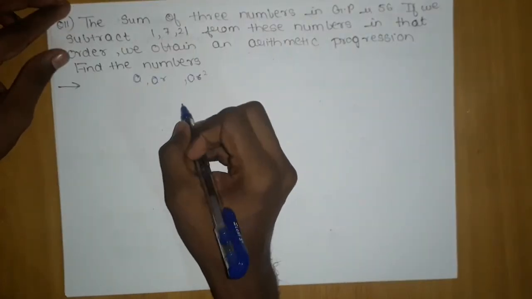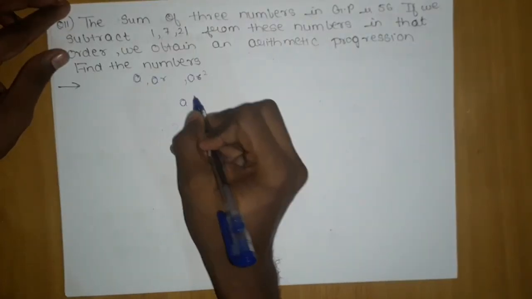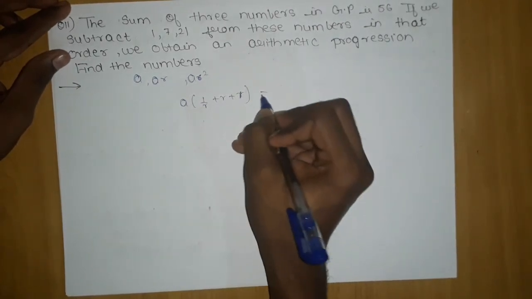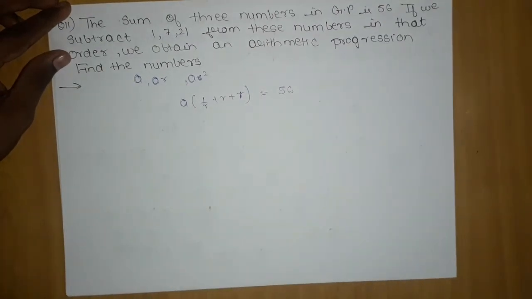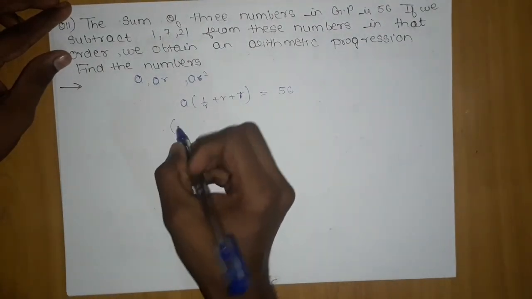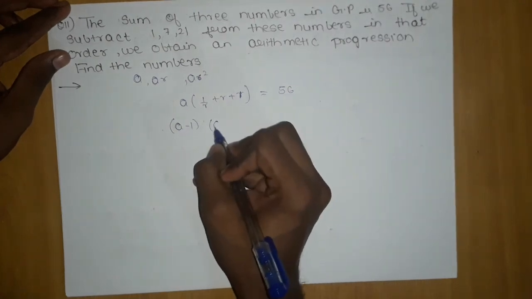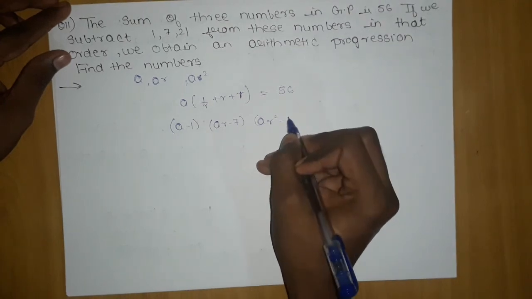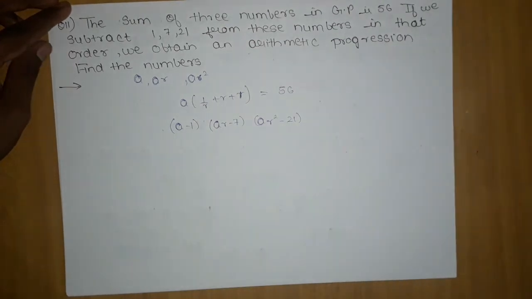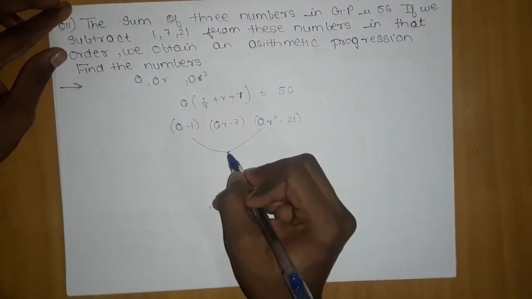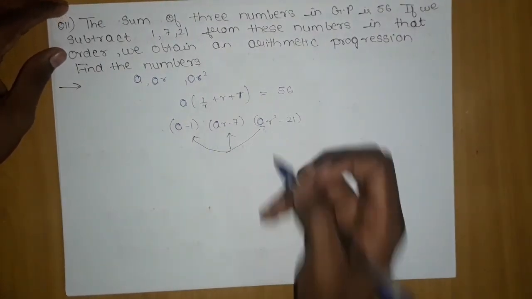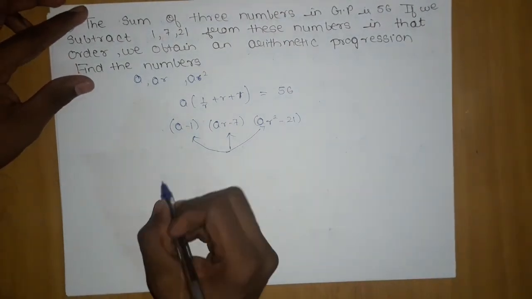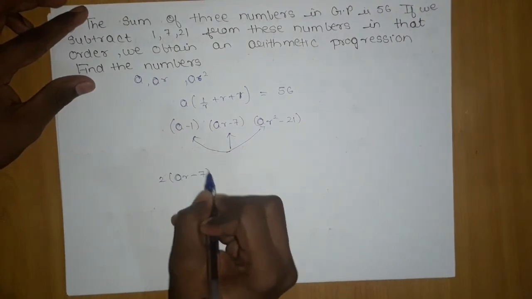Okay, so what we have, the sum of the three numbers, if I take a common, is 1 plus r plus r square, and this is nothing but 56. Similarly if I subtract, a minus 1, ar minus 7, ar square minus 21. Okay, we got these as our three terms. After subtracting, they are in arithmetic progression. Okay, so 2 into ar minus 7 should be equal to what?